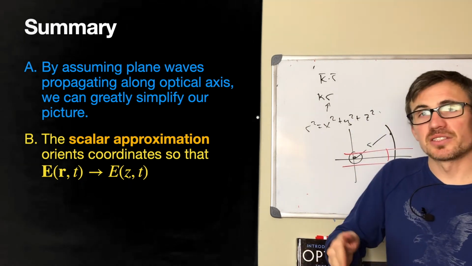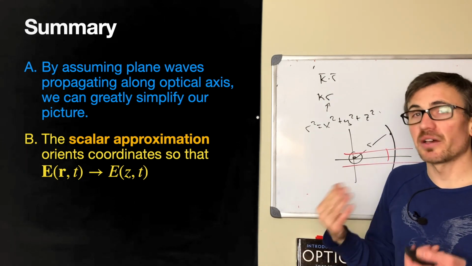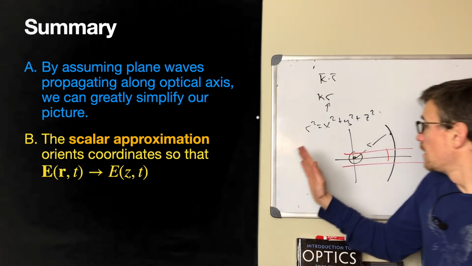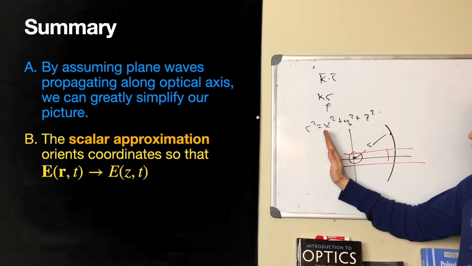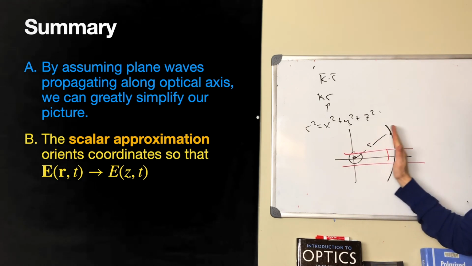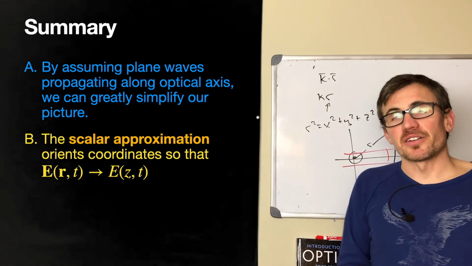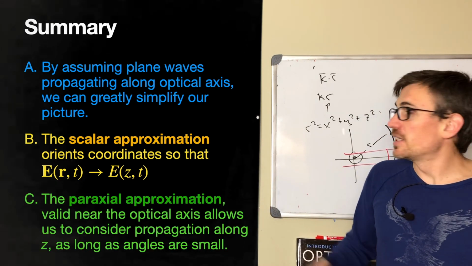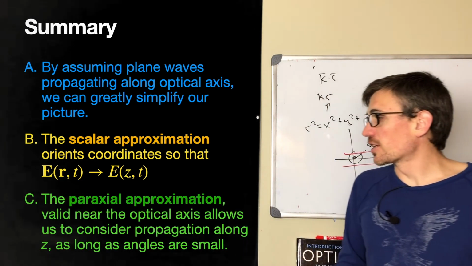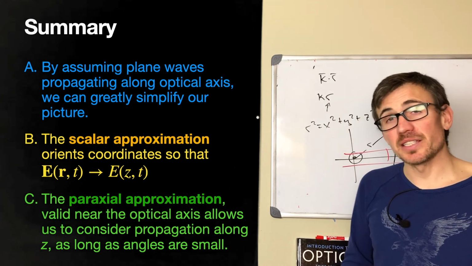And that allowed us to apply the small angle approximation, which allowed us to simplify our math. And basically we could assume that every wave is propagating along one direction. If there's small angles, we can correct for that with phase factors. Okay, so that is the paraxial approximation. And that's it for this lecture.